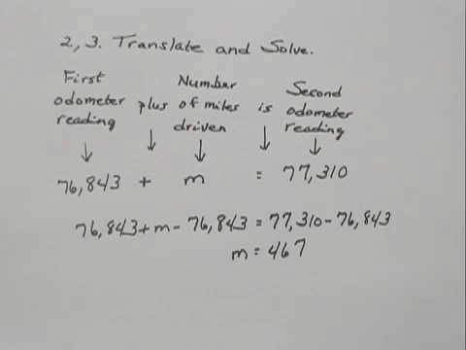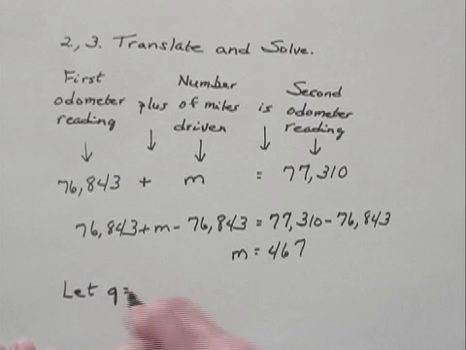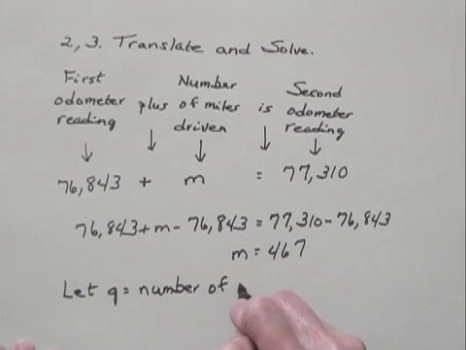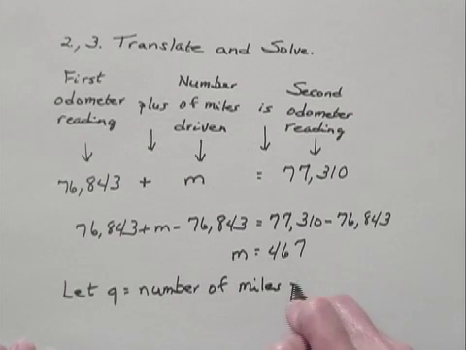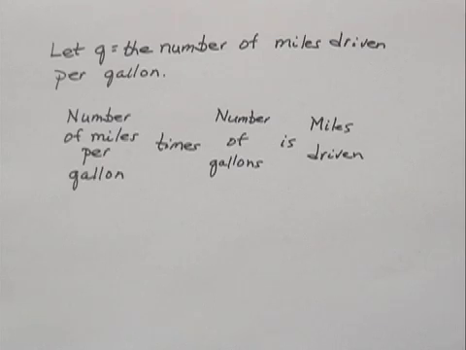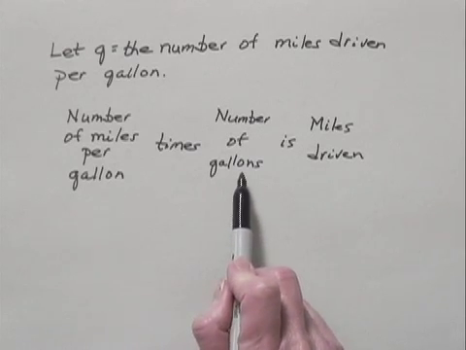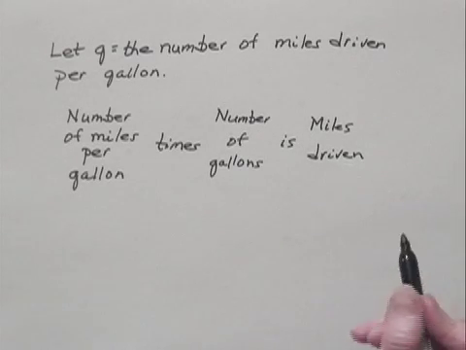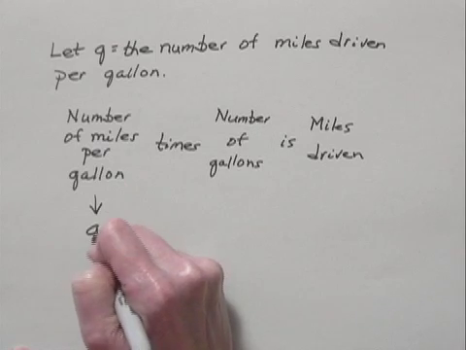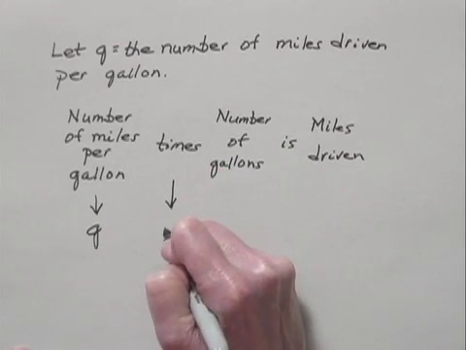Now let's find the number of miles per gallon, and let G be equal to the number of miles per gallon. Now let's translate to an equation that we can use to find G. We know that the number of miles per gallon times the number of gallons used should give us the number of miles driven. The number of miles per gallon is what we're trying to find, and we've assigned the variable G to that. Times translates to the multiplication symbol.